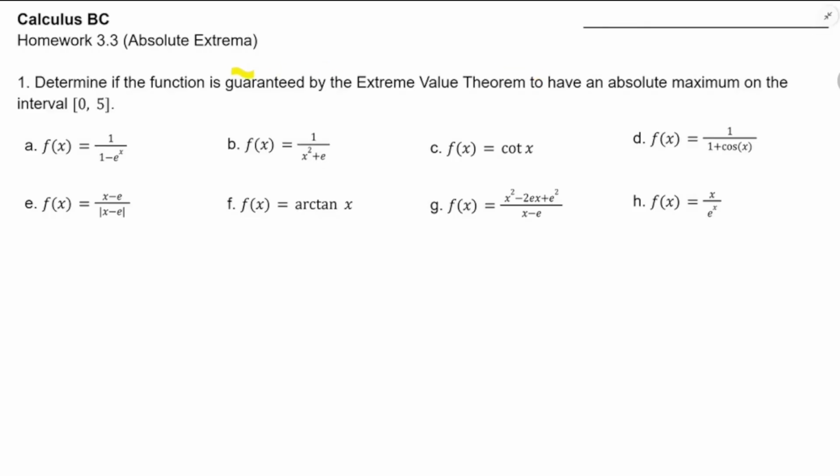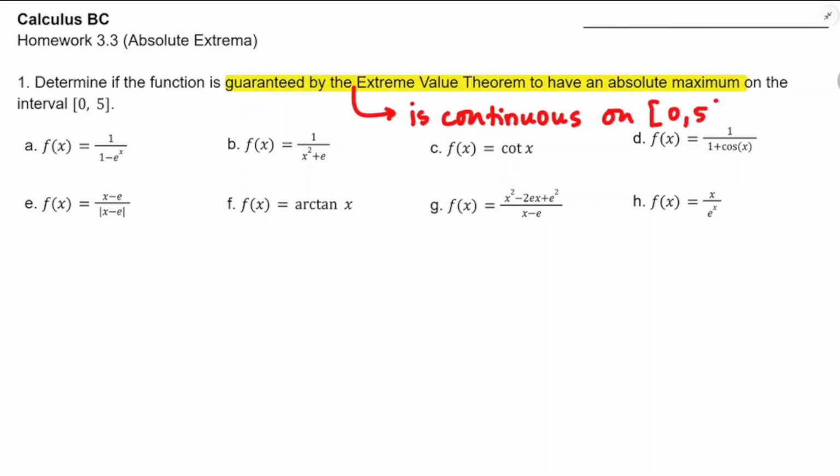Okay, guaranteed by the extreme value theorem to have an absolute maximum. That's obviously kind of some loaded language there. And we're going to say that is code for "is continuous," because that's the condition we need in order to apply the extreme value theorem. Okay, so is f continuous on the closed interval 0 to 5? So we're just checking to see, are there any discontinuities between 0 and 5?